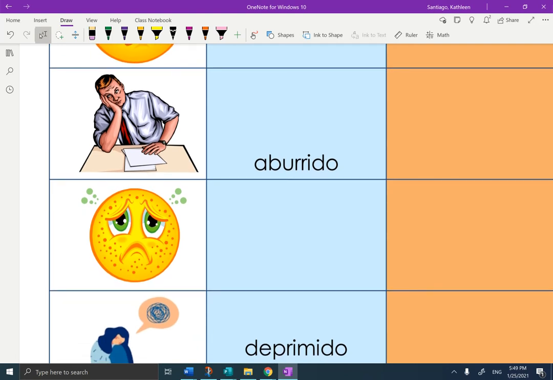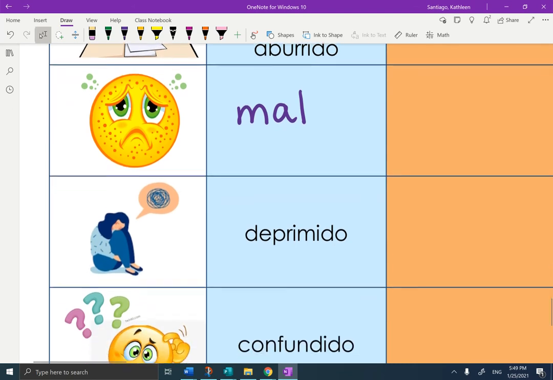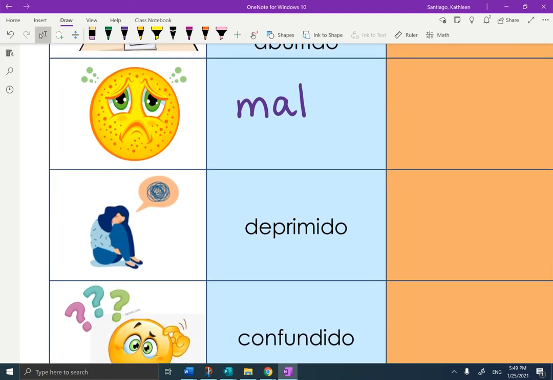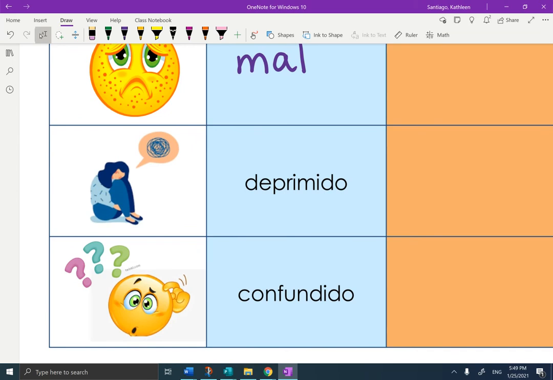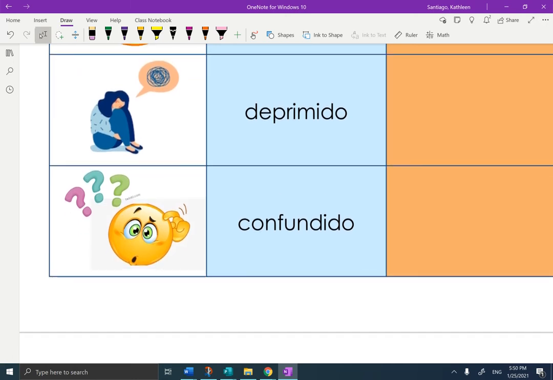Okay, the next one. Me siento mal. Just simple mal. Me siento deprimido. It's kind of a cognate, depressed. I feel deprimido. And the last one, confundido. Me siento confundido. Remember that we can put a muy in front of them, right? Me siento muy confundido.